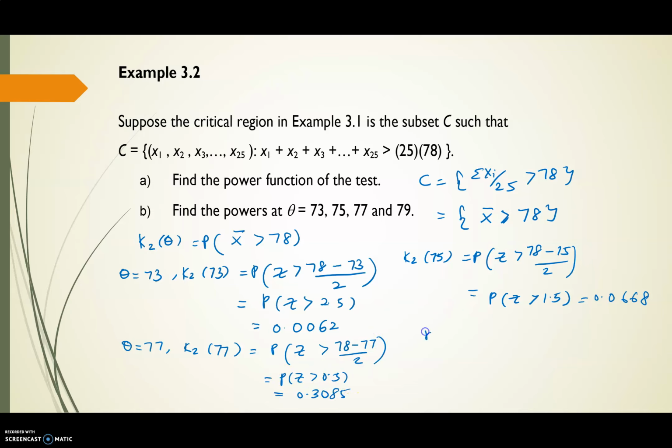While at theta equals 79, the same thing, Z greater than 78 minus 79 divided by 2. So it gives us 0.6915.